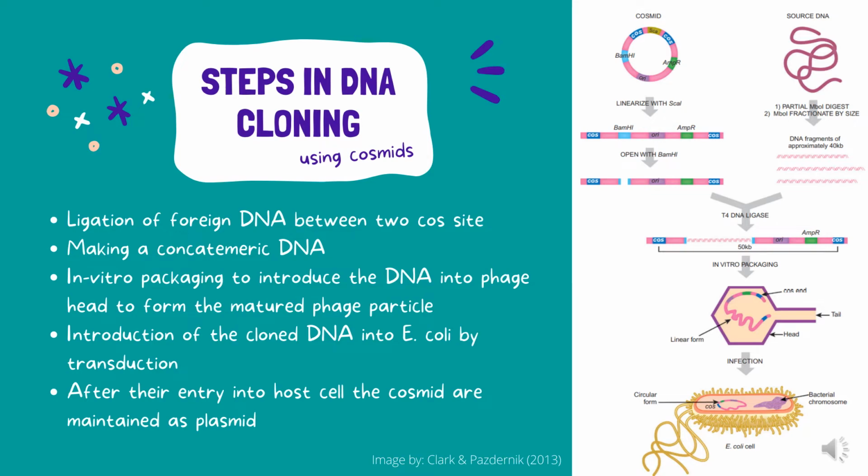DNA cloning using a cosmid typically observes the following steps. First, the ligation of a foreign DNA between two cos sites. Second, a concatameric DNA is made. Third, DNA is introduced into phage head using in vitro packaging to form matured phage particles. Fourth, introduction of the cloned DNA into E. coli by transduction. And fifth, after their entry into the host cell, the cosmids are maintained as plasmid.